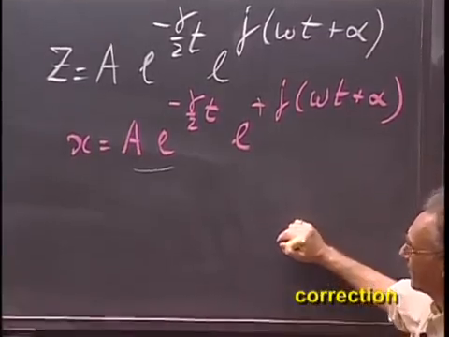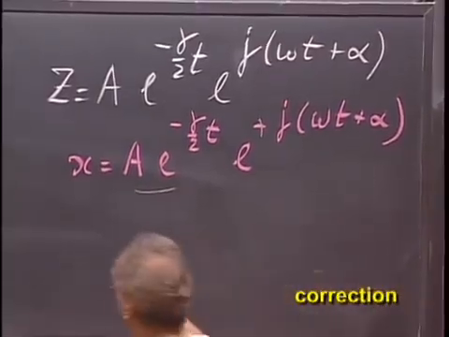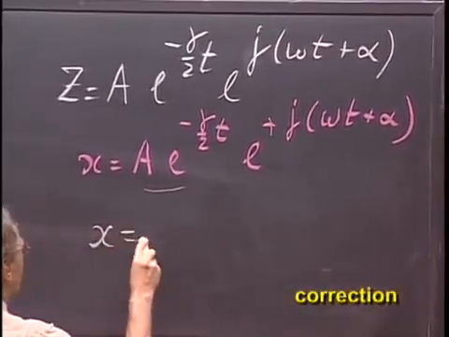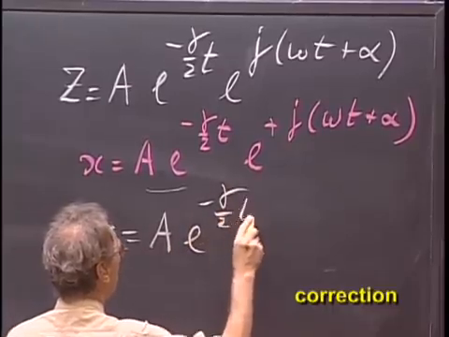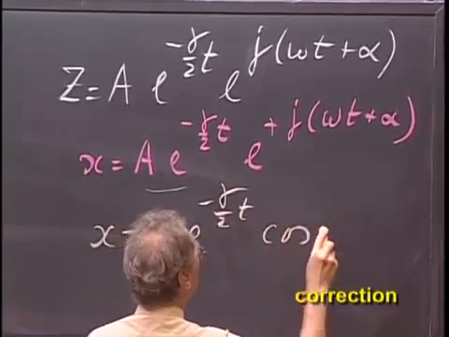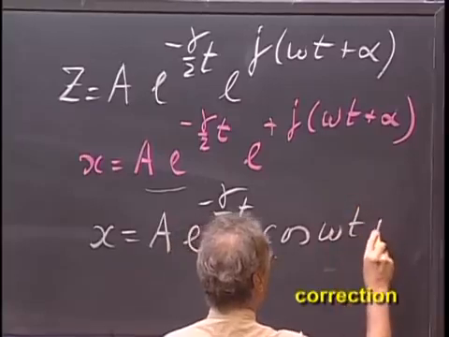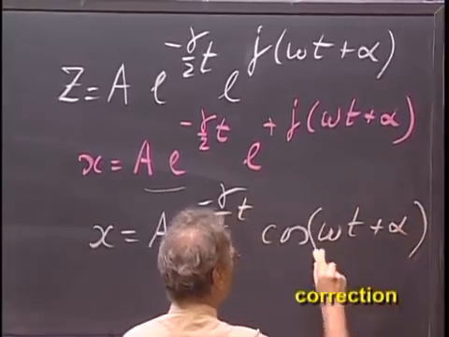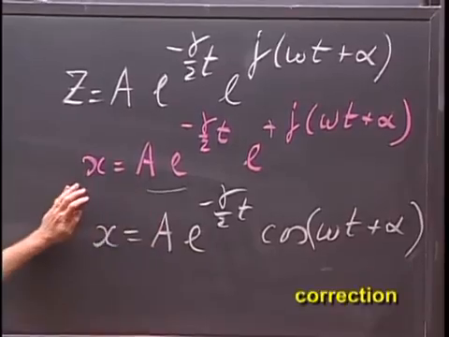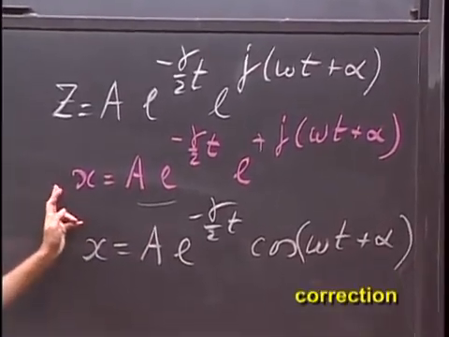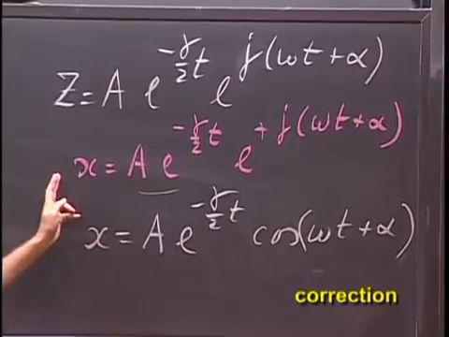So clearly what I should have written, which is what I will do now, x equals a times e to the minus gamma over 2 times t times the cosine of omega t plus alpha. Now we are in the real world. You're going to see this equation at least for the next 5 or 10 minutes on the tape.